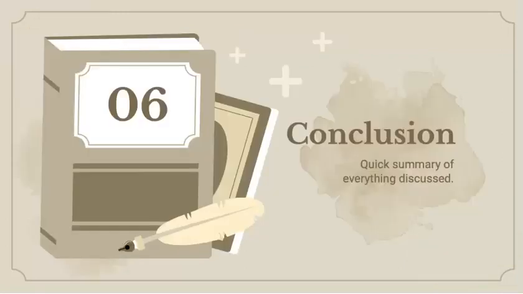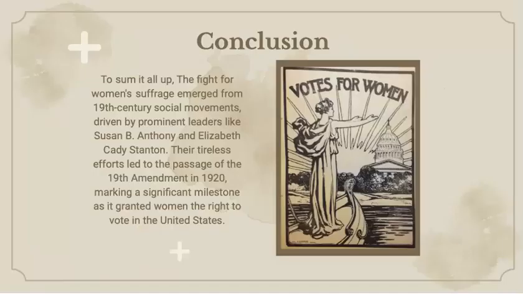In conclusion, to sum it all up, the fight for women's suffrage emerged from the 19th century societal movements driven by prominent leaders like Susan B. Anthony and Elizabeth Cady Stanton. Their tireless efforts led to the passage of the 19th Amendment in 1920, marking a significant milestone as it granted women the right to vote in the United States.